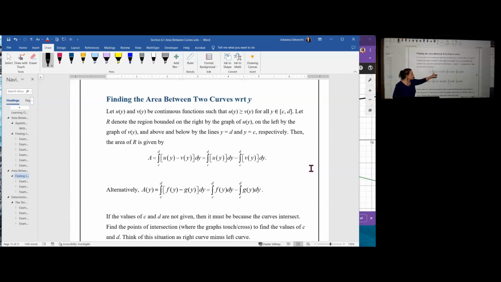If we want to rename u and v, we can let the one on the right again be f, the larger one, since larger numbers are to the right, and we can let g be the smaller one, the one to the left. And then we end up with a very, very similar definite integral, but with respect to y instead, integrating from c on the bottom to d on the top.